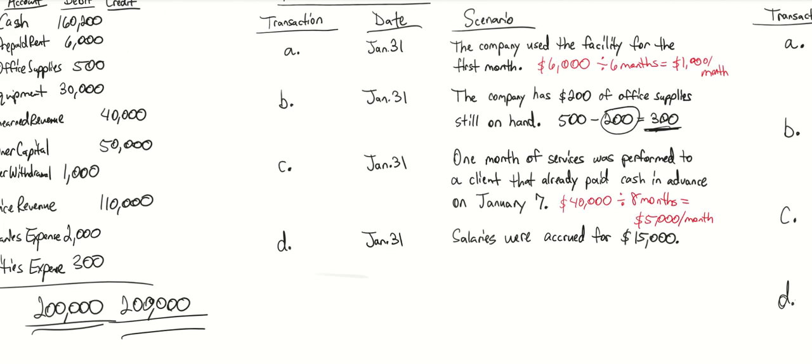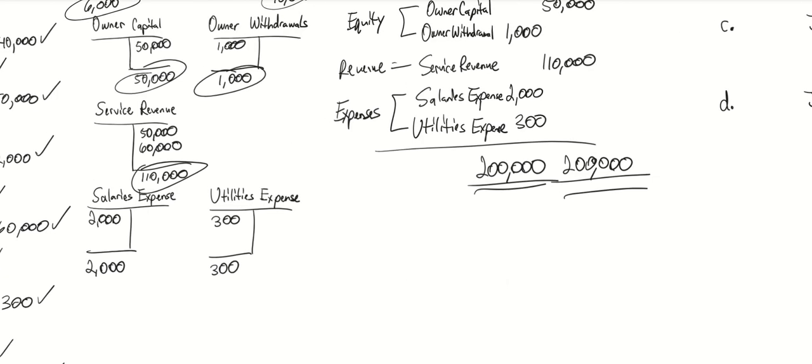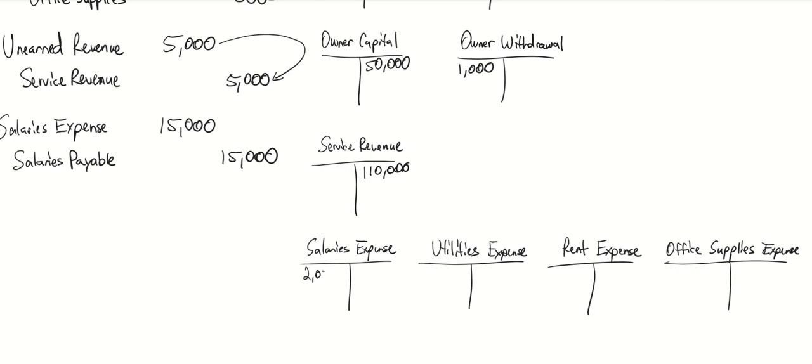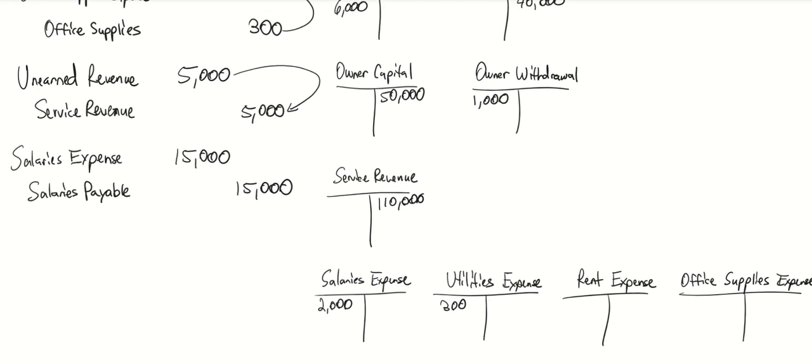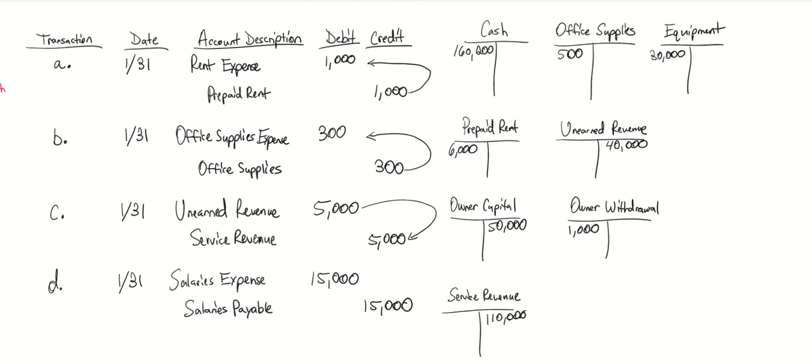Let me go back and see just to make sure. Yes, $110,000. Salaries expense, debit balance of $2,000. Utilities expense, debit balance of $300. Okay, so I pretty much transferred all the balances into the new or updated T accounts. Now the next thing we're going to do is update the balances in some accounts given the adjusting entries that were made for transactions A through D. Some accounts may not be affected, but a few accounts will be.